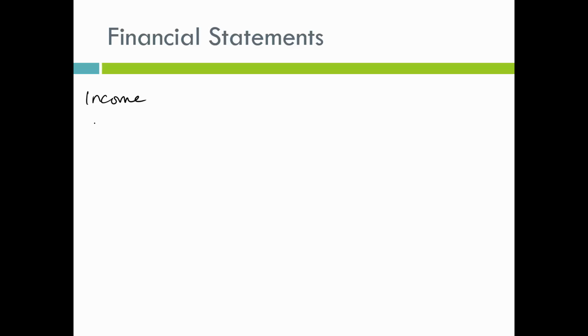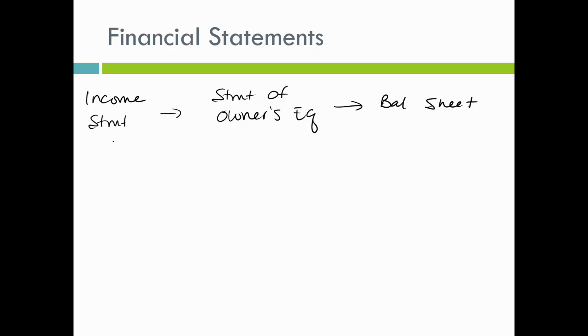So we always do the income statement first, and then the statement of owner's equity, and then the balance sheet. And we have to do these in this order, right? Because we need the net income to give to the owner, and then we need the new capital balance to put on the balance sheet.